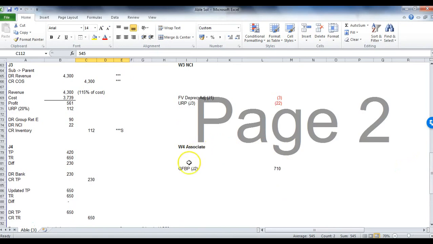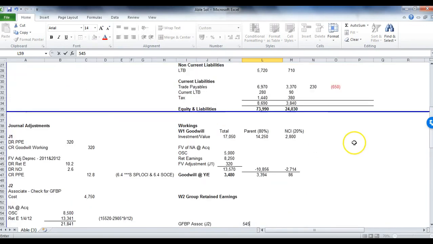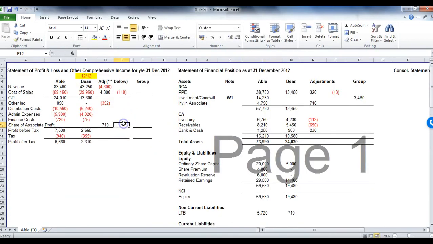So we put here for our associate post-acquisition profits, journal 6 is 545, and for group retained earnings, post-acquisition associate, journal 6, 545 as well. And don't forget finally to put it into your P&L, 545 in the associate share of profit line. Now you can put it in here as well.